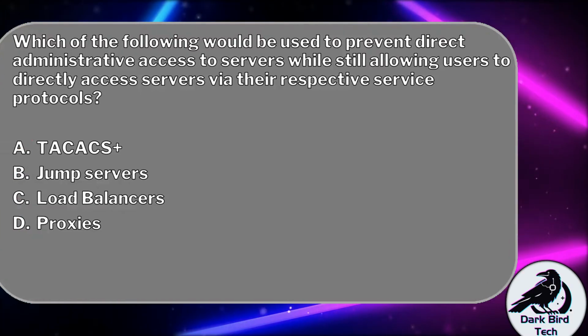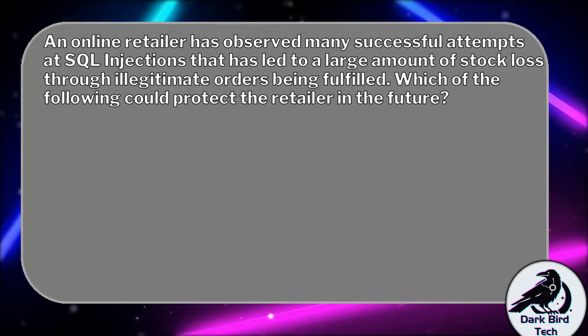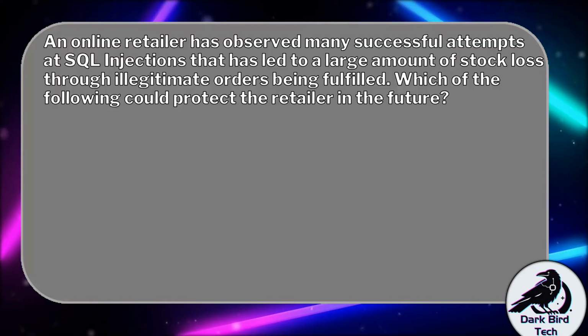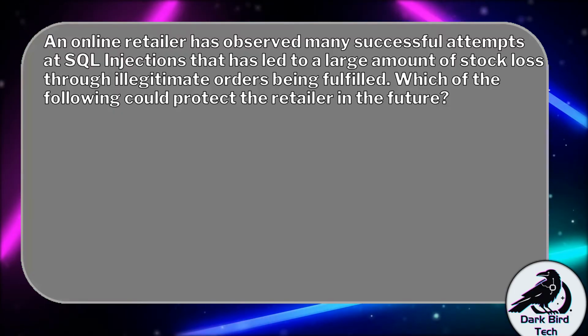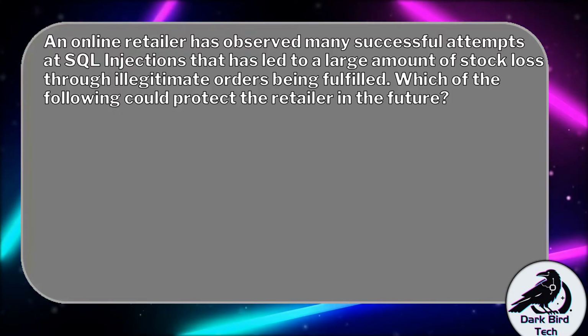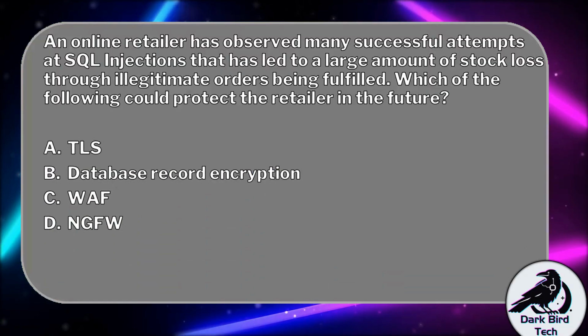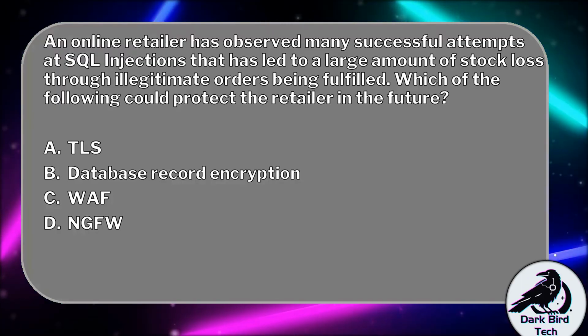So let's move along to our 20th question. An online retailer has observed many successful attempts at SQL injections that has led to a large amount of stock loss through illegitimate orders being fulfilled. Oh dear. Which of the following could protect the retailer in the future? I'll give you a chance to think about it, and then let's look. So we've got TLS, database record encryption, web application firewalls, and next generation firewalls.